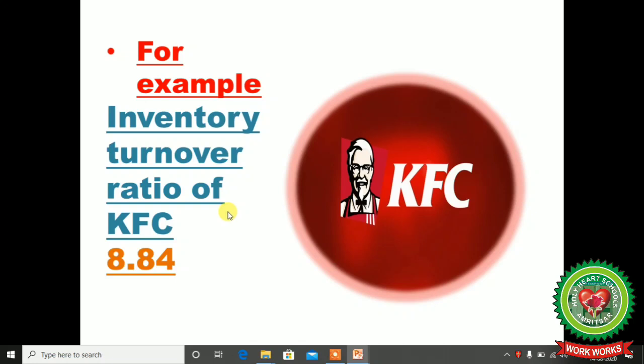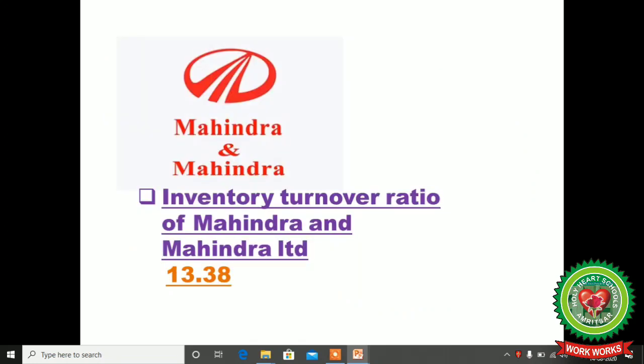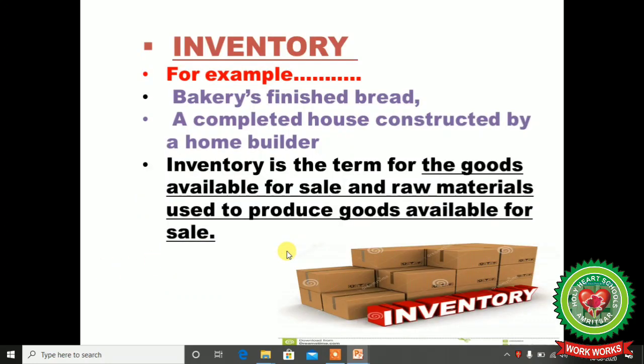So, activity ratio number 1, inventory turnover ratio. The inventory turnover ratio of KFC is currently 8.84. Mahindra and Mahindra's inventory turnover ratio is 13.38, more as compared to KFC. So inventory is simply your stock available in the godowns.